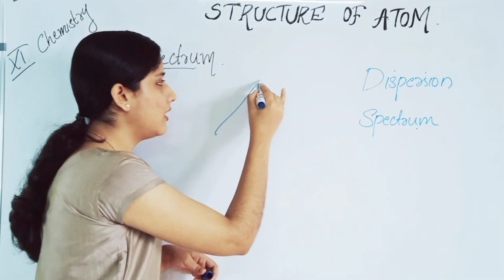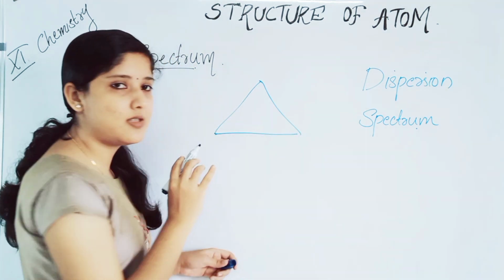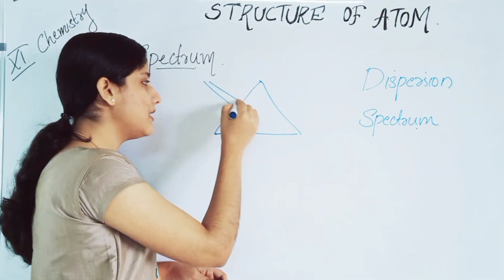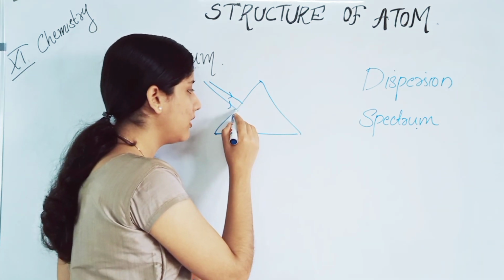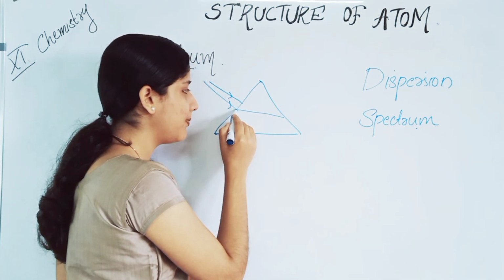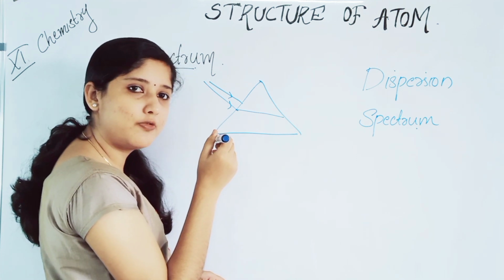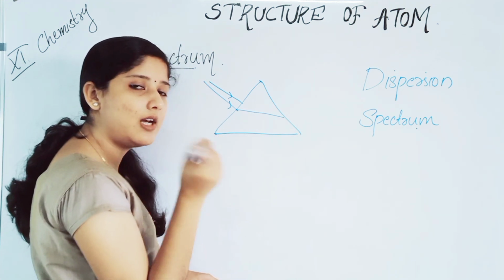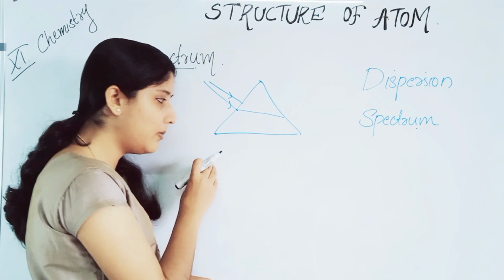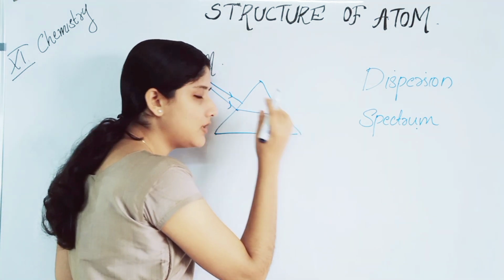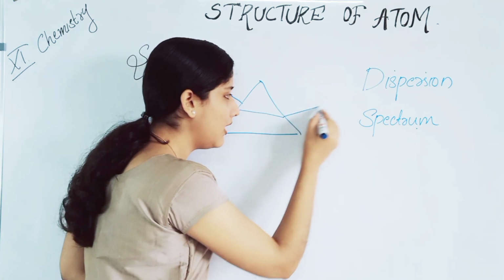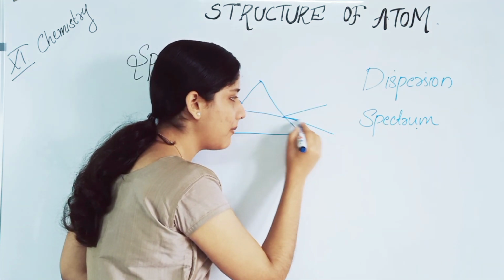That is, consider this is a prism. When sunlight is passed through a prism, light bends. We studied about refraction, isn't it? Bending of light when a light beam passes from one medium to another. Then you will get what? After passing out of the prism, there will be splitting of light.